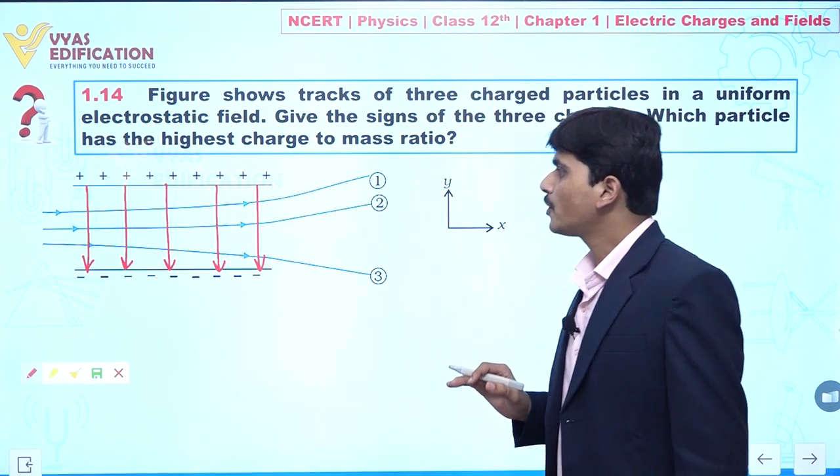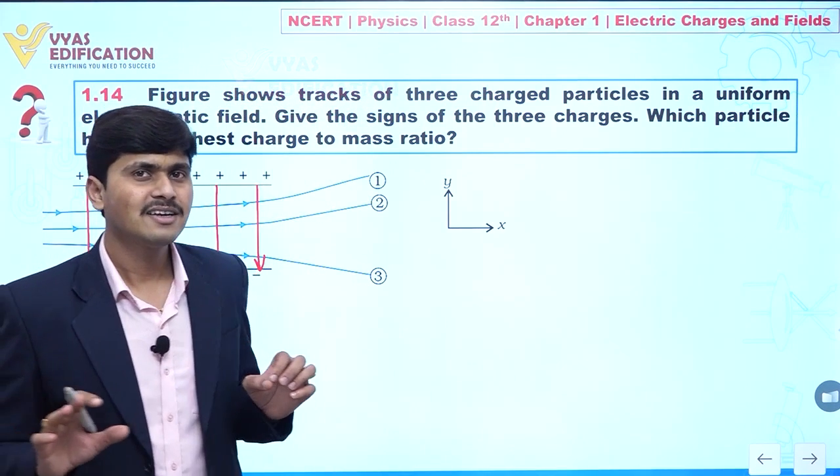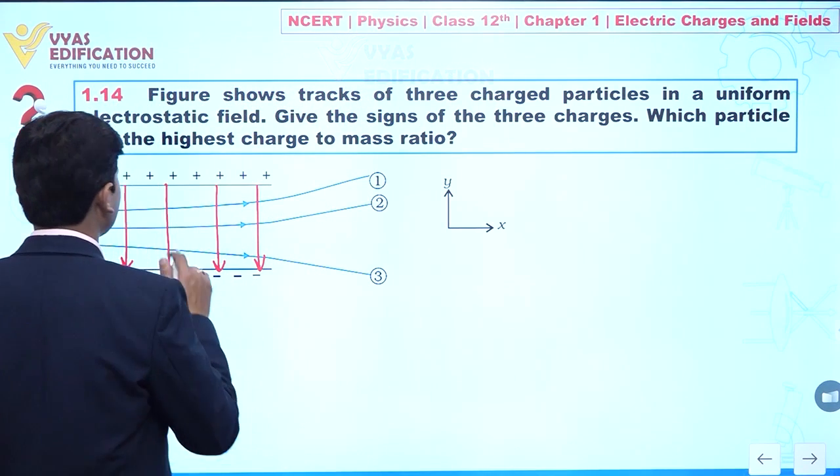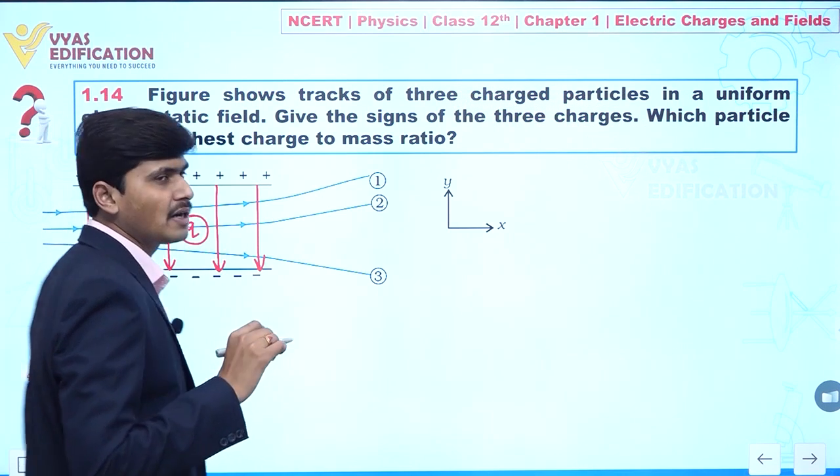Now the important task we have, here we are having 3 particles, clear. Now let's suppose I place any charged particle, let's suppose I place any charged particle Q here. Listen carefully.